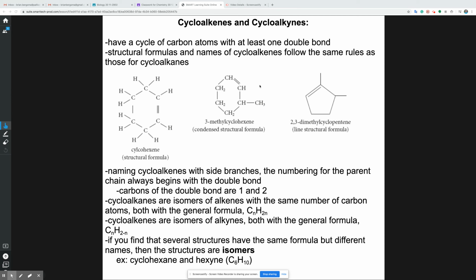As far as naming cycloalkenes and alkynes, your parent structure is always the ring, and your numbering always starts where the double or triple bond is. For this one here, we have a 6-carbon ring, so it's going to be cyclohexene. Then we number it so that we get the lowest number at the branch. So this would be carbon 1, 2, 3, so we get 3-methylcyclohexene.